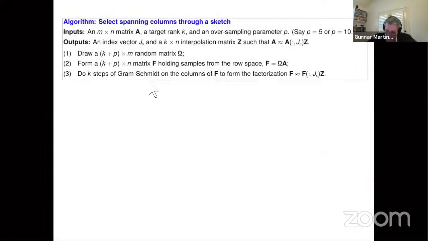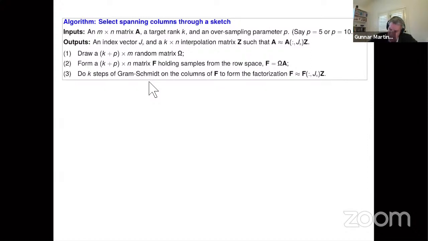So here is the basic algorithm. And of course, what we're going to talk about next is what happens when A doesn't have exact rank k, because that's an artificial situation. But before we start to talk about practical aspects of how to do this, let's just summarize the algorithm. So here I just summarized the key points from the last slide.